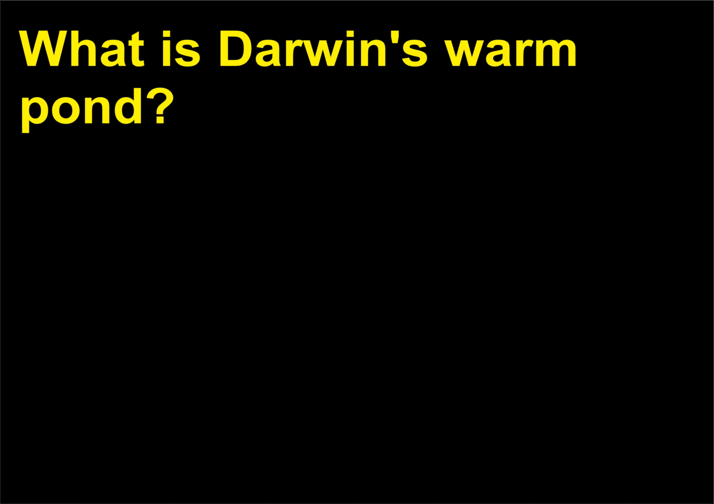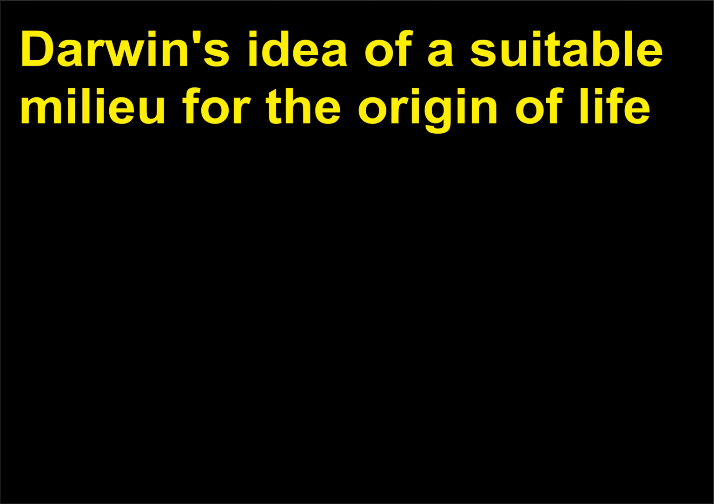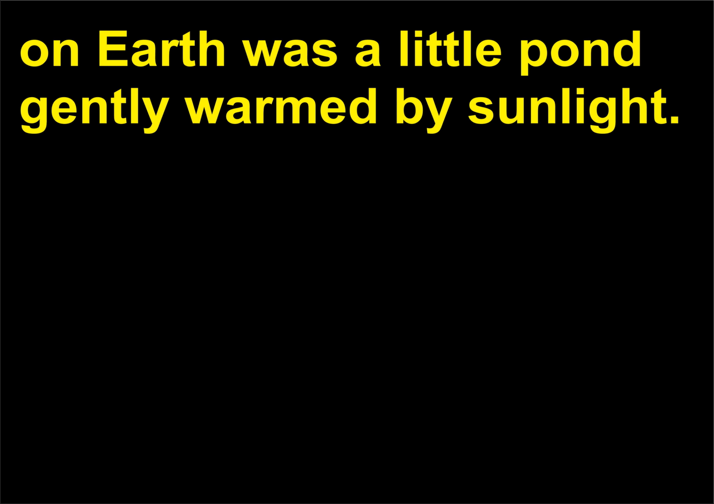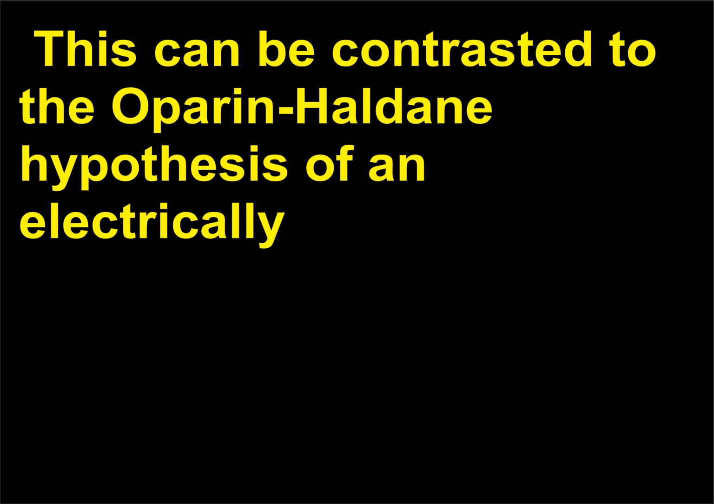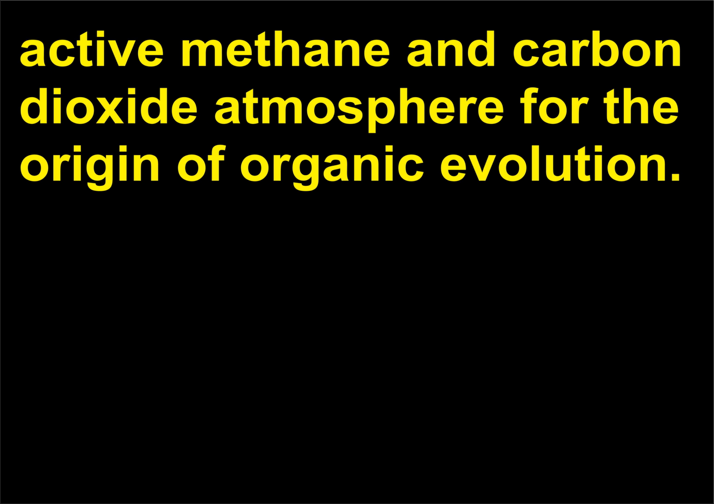What is Darwin's warm pond? Darwin's idea of a suitable milieu for the origin of life on Earth was a little pond gently warmed by sunlight. This can be contrasted to the Oparin-Haldane hypothesis of an electrically active methane and carbon dioxide atmosphere for the origin of organic evolution.